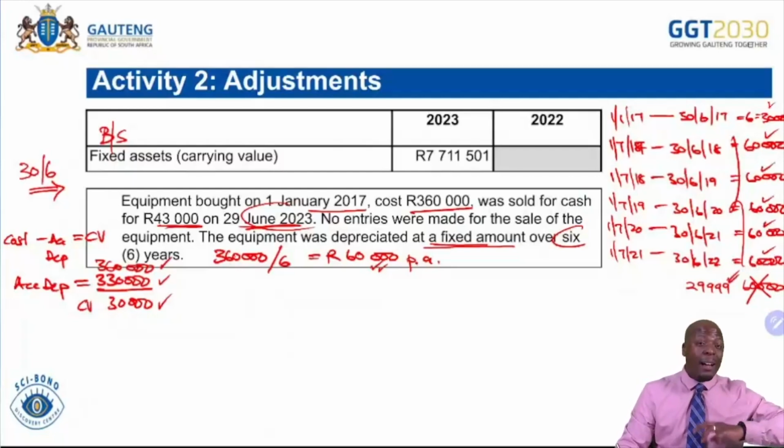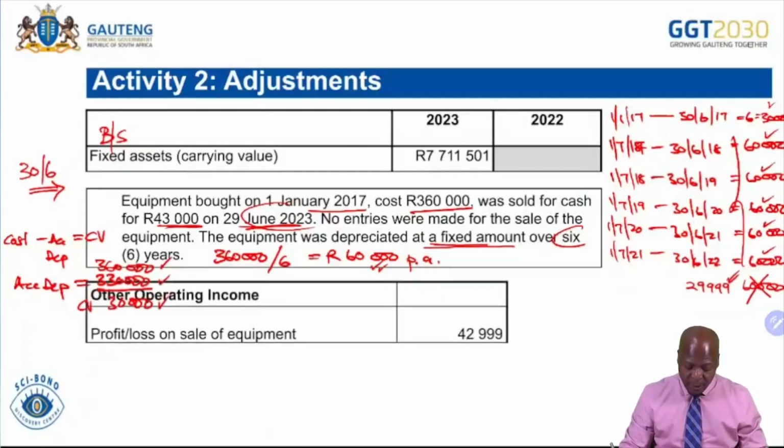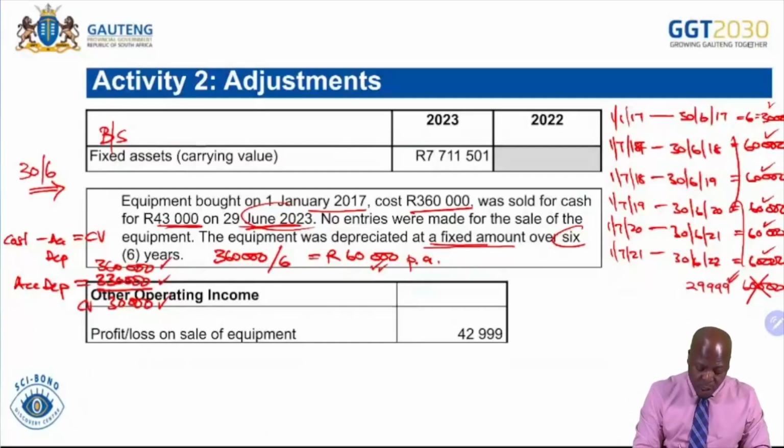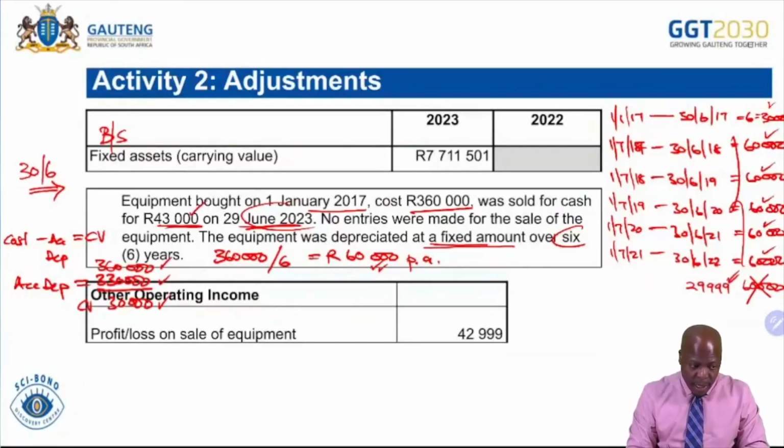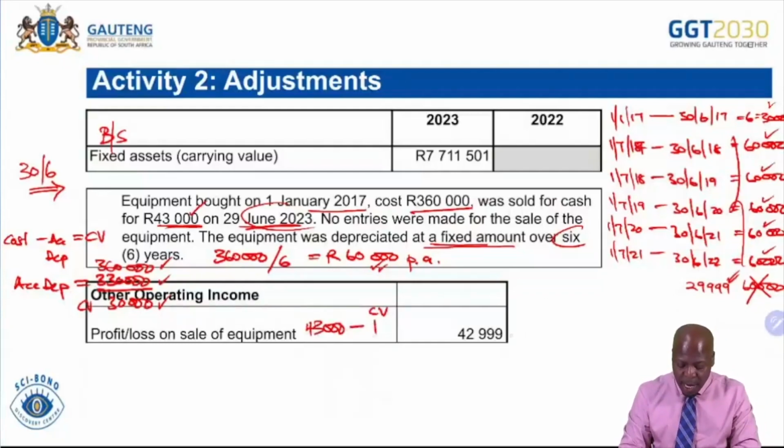But now remember, we are selling this particular asset. So what it therefore means, when we are now recording the profit or the loss on sale of this asset, we will now say, we sold the asset for 43,000. This is what we sold it for. We sold the asset for 43,000. Yet it had a carrying value of 1 rand. So how much did we get as profit or loss? We got profit of 42,999.